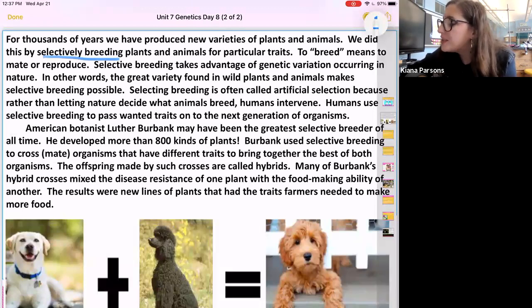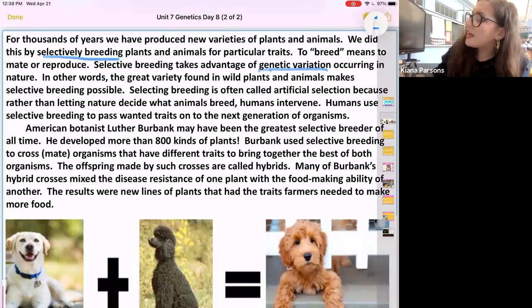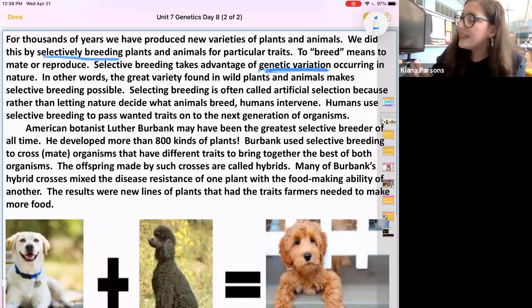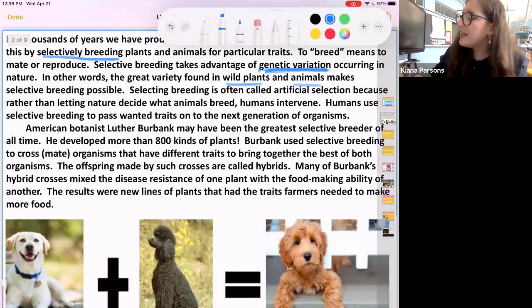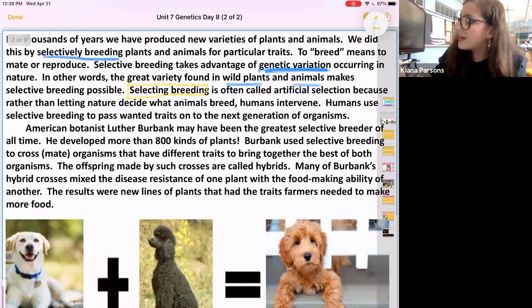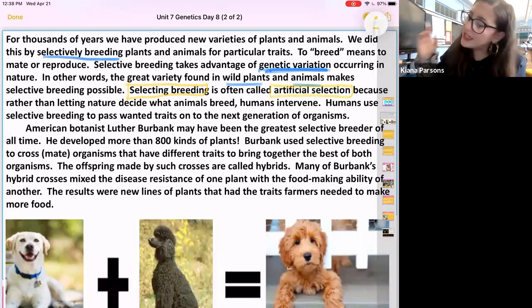So to breed means to mate or reproduce. Selective breeding takes advantage of genetic variation occurring in nature. In other words, the great variety found in wild plants and animals makes selective breeding possible. Selective breeding is also called artificial selection, so that's the same thing. Selective breeding and artificial selection, where we're choosing the traits.